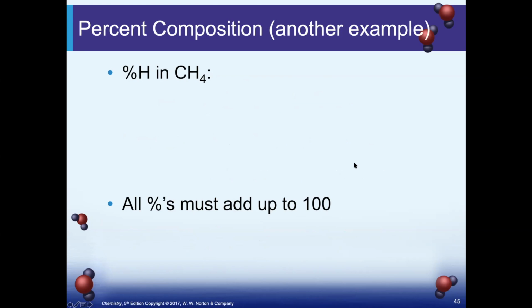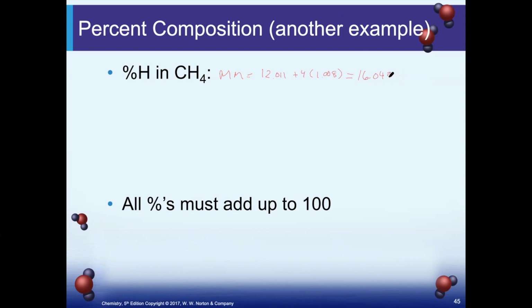Let me do another example for you, and then I'll probably get you guys to do one of these. We want to figure out the percent hydrogen in methane. First of all, I need to figure out the molar mass of methane. That's going to be 12.011 for the carbon, plus 4 times 1.008 for the hydrogen. So that's 12.011 plus 4 times 1.008 equals 16.043.